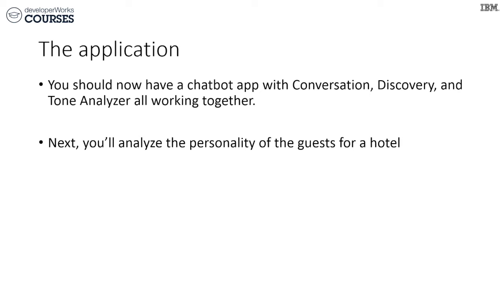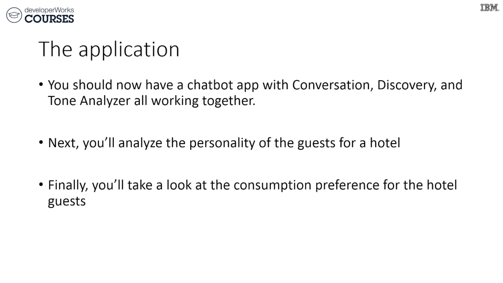So what we're going to do is we're going to gather all the review text, and then we're going to pass that into the service, and that's going to return to us the big 5 personality traits, the needs, values, and the consumption preferences. And so then, lastly, we're going to look at these consumption preferences, and we're going to be able to see what these hotel guests actually prefer.